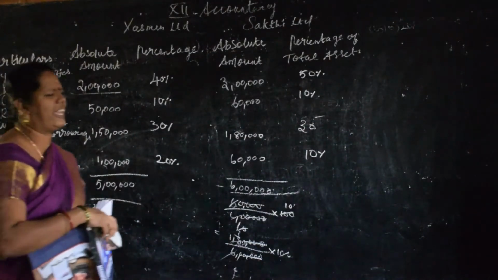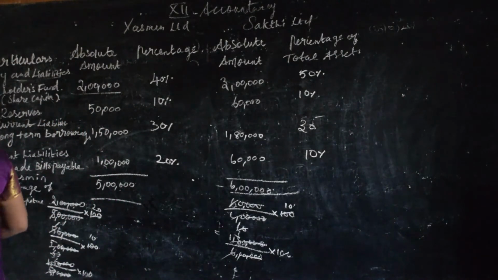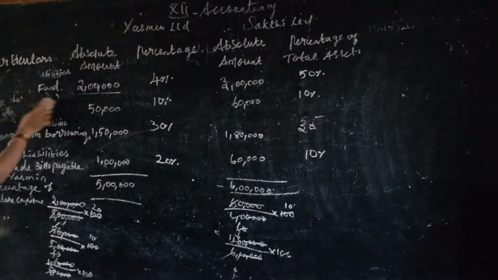Now we are moving on to the second part of the sum. What is the second part of the sum? It is assets.